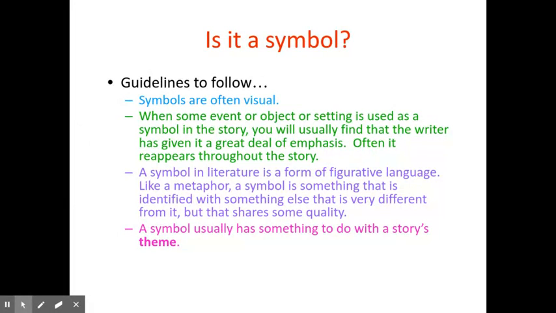Symbolism, of course, is part of figurative language, but we're going to get to figurative language later. So we'll talk about metaphors and other figurative language in just a couple of slides, I think. It usually has something to do with the theme. Okay, symbols are usually tied to the theme, the message of the piece.